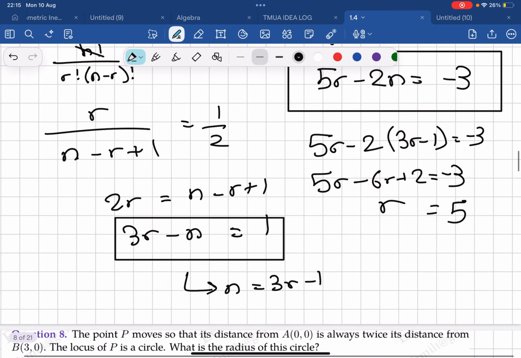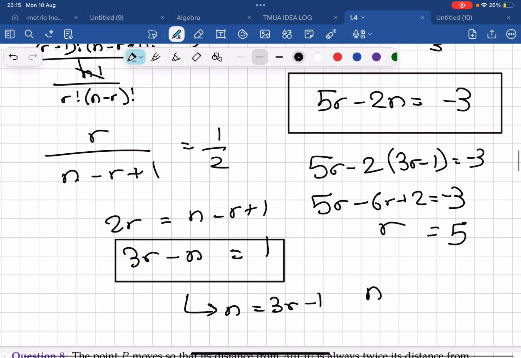And then if you just chuck that back into here, we have n equals 3 times 5 minus 1, which equals 14.